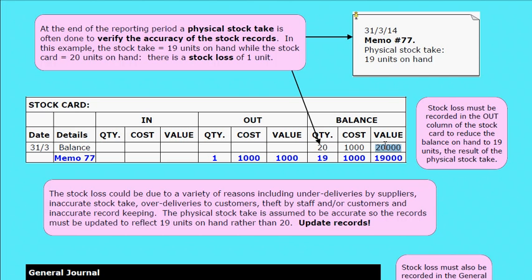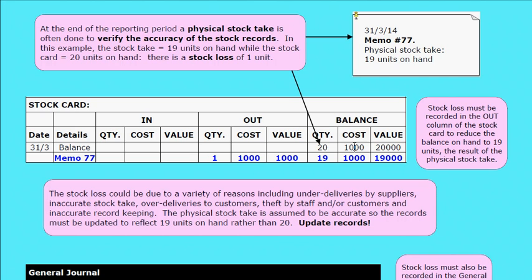stock take. A physical stock take is when they go into the storeroom or the warehouse and they physically count the stock and they compare the results of the physical stock take with the stock card to see what is the situation. Has there been any stock lost? Has there been any stock gained? It is assumed that the physical stock take is accurate. It's more accurate than the stock card.